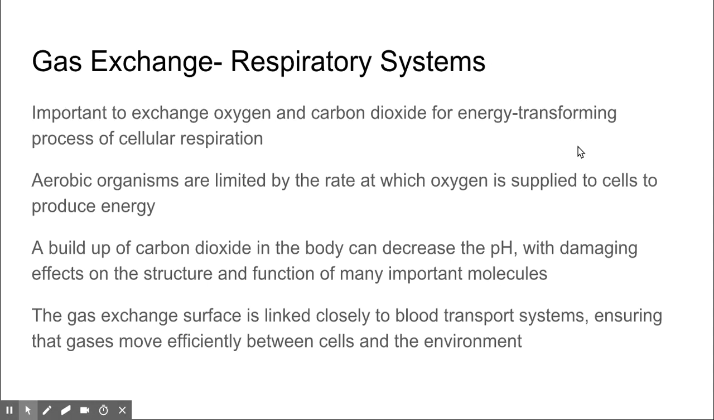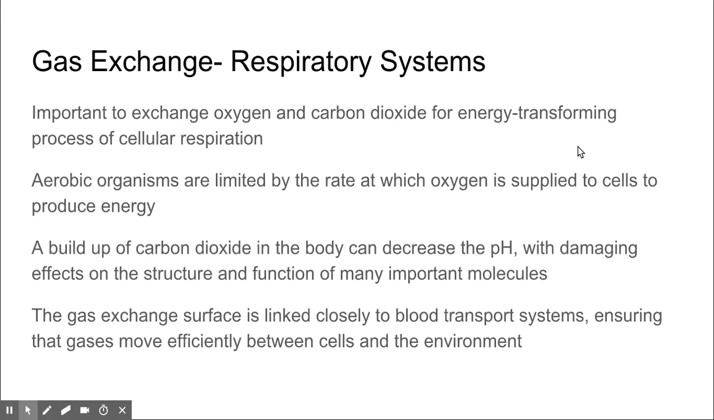The amount of respiration that occurs is limited by the rate of oxygen that's supplied to the cells, as this is responsible for that production of energy. And any buildup of carbon dioxide that is not removed by the body from the respiratory system can decrease the body pH, and this can cause damaging effects on the structure and function of many important molecules.